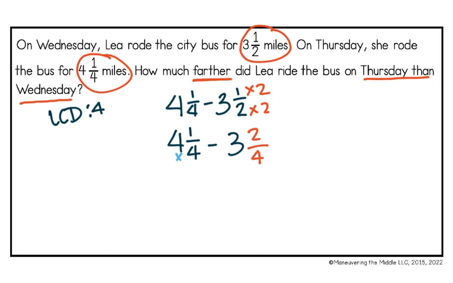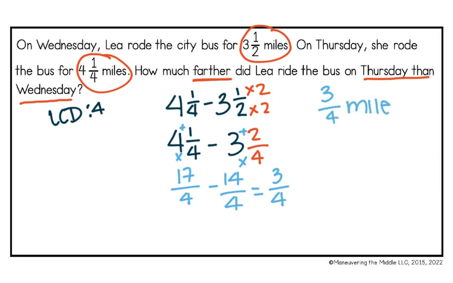So I multiply my denominator by my whole number and then add the top number. So 4 times 4 is 16, plus 1 is 17. So I'm going to have 17 over 4. And then I'm going to do the same thing over here. 4 times 3 plus 2. So 4 times 3 is 12, plus 2 is 14. And now I can go ahead and subtract. Denominator stays the same. 17 minus 14 is 3. So she rode the bus 3/4 miles further.